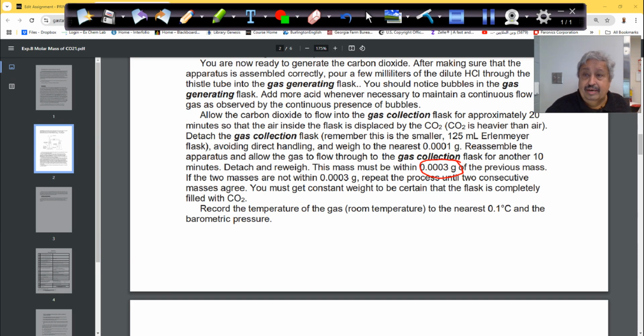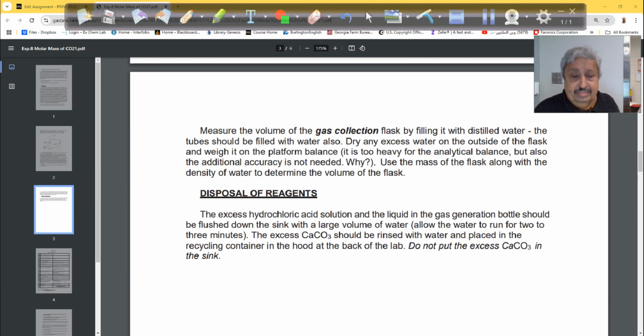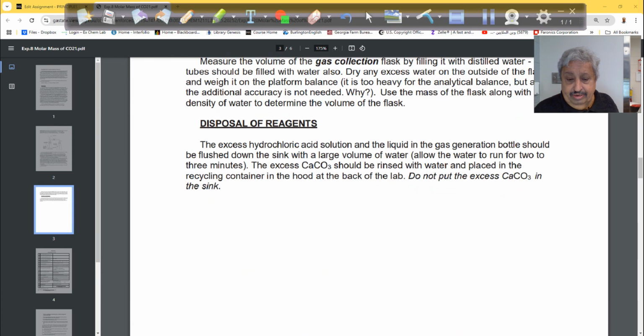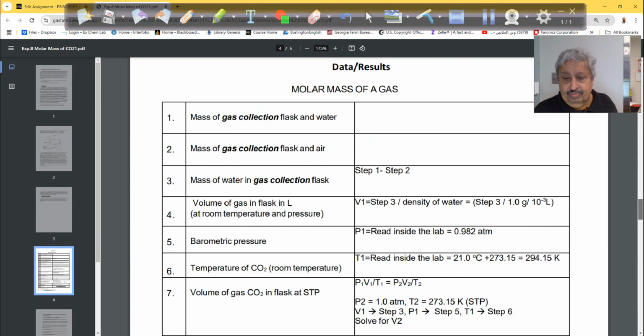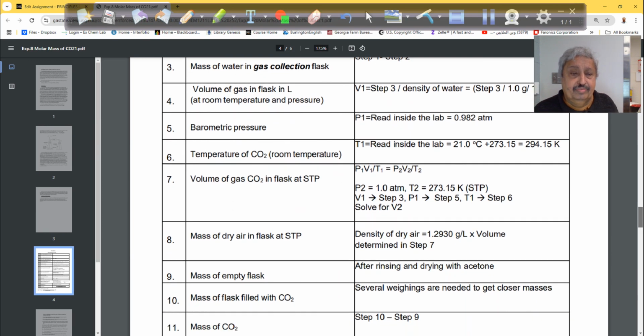Then the room temperature is given to you. You can get your thermometer to measure the room temperature. Manometer, I don't see any manometer here. If we had one, it would be close to 1 atmospheric pressure, 0.99, 0.98, something like this. Otherwise, if we don't have a manometer, we can use the values given to us here. Guys, look at this. We'll be using those values.